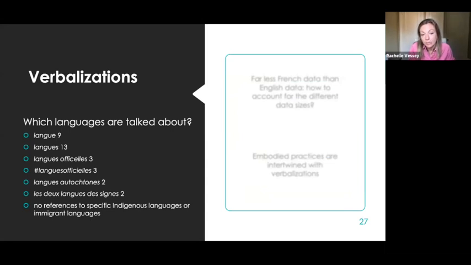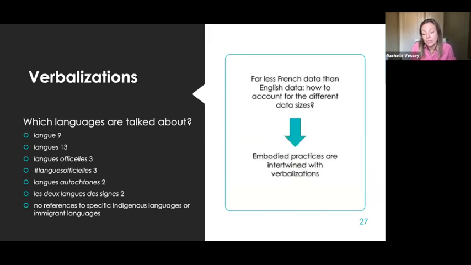So in order to account for the other embodied practices in the data and to know the different verbalizations that could take shape, I also had to go searching for the French data. And that was only possible knowing that there was French in the data set because of the vastly different frequencies in the data set. So for reasons of time, I won't go into a lot of detail here. But the point is that there was far less French data than English data. So there's a question of how to account for the different sizes.